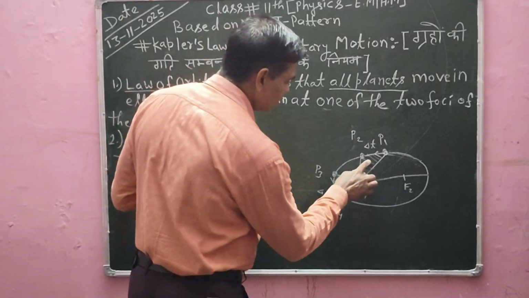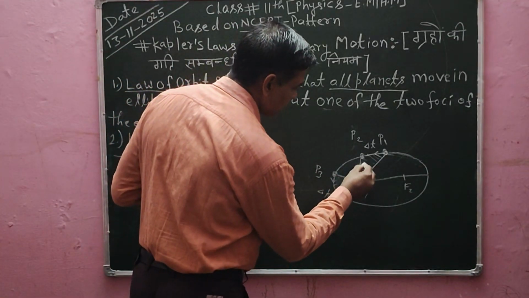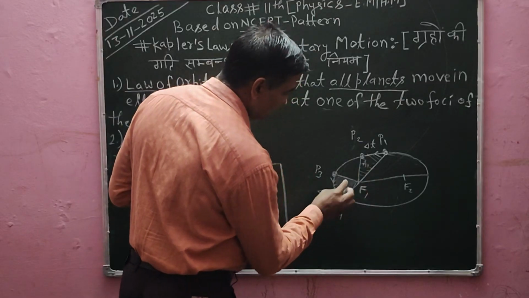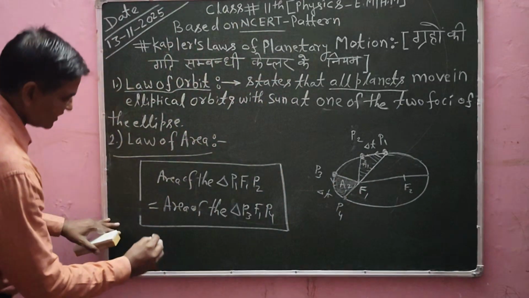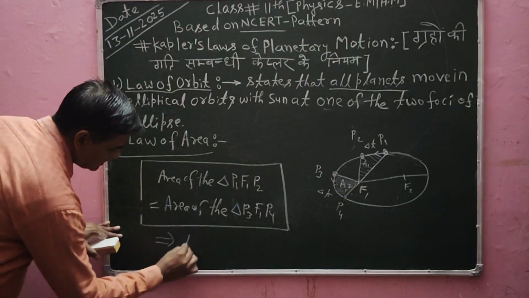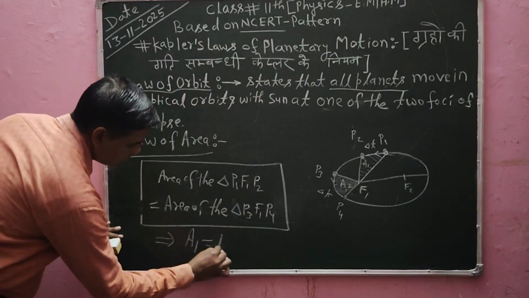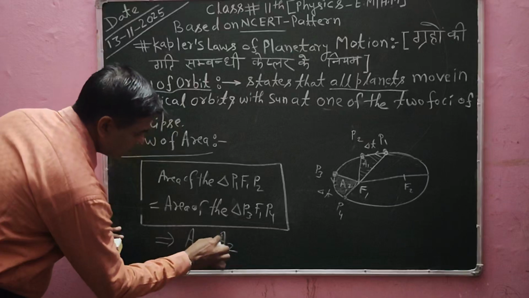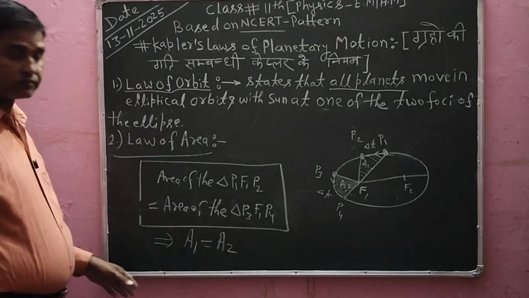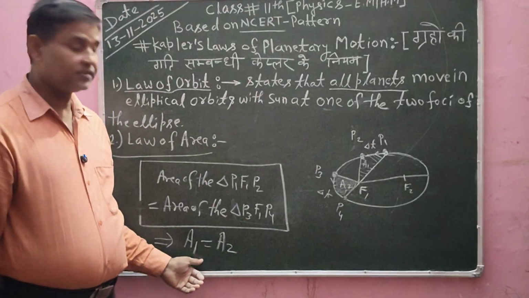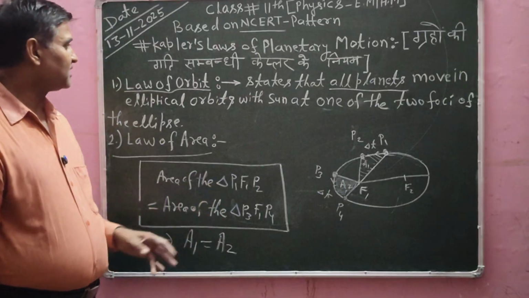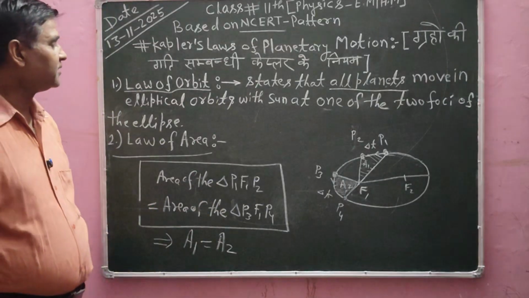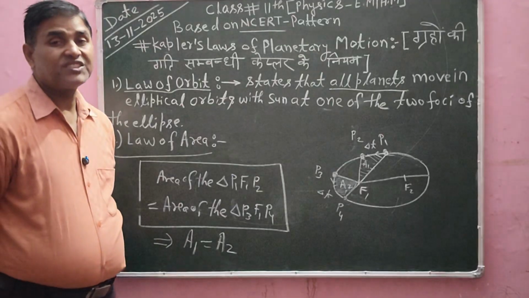So here I can write area A1. This is the area A1 and this is the area A2. In other words, we can say that area A1 is equal to area A2. This is Kepler's second law, that is the law of areas. So according to this, I can explain Kepler's second law.